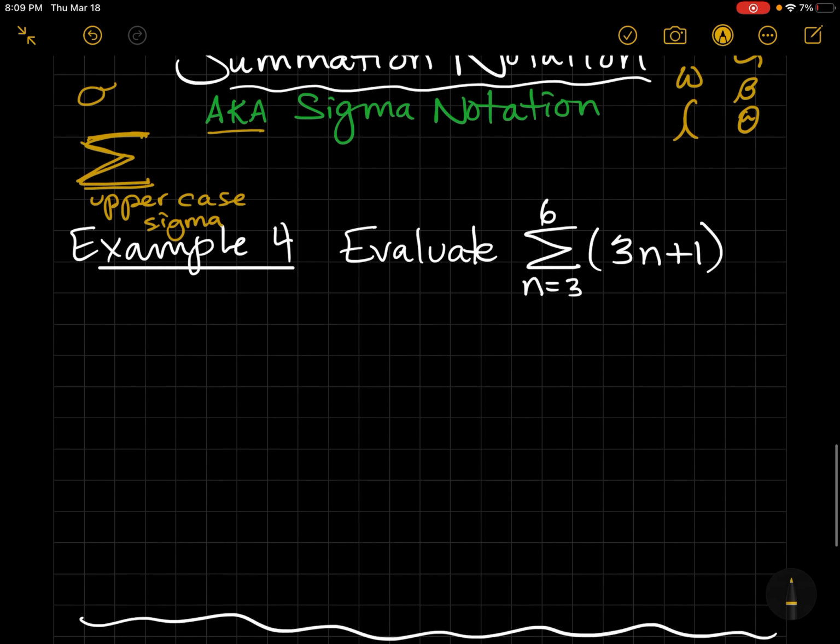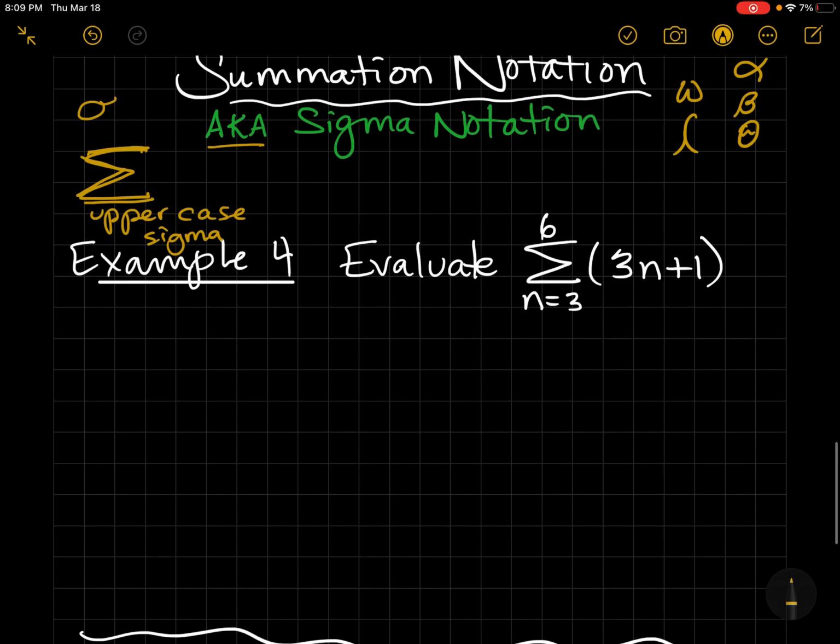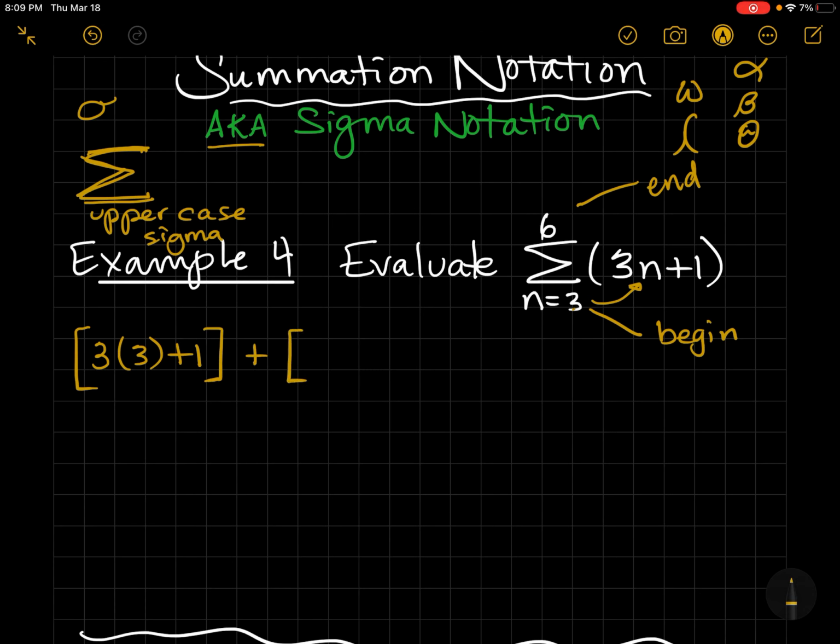Alrighty, let's look at example 4. The number on the bottom tells you where to begin, and the number on the top tells you where to end. And I'll show you what I mean. I'm going to start by plugging 3 in for n. So that'll be 3 times 3 plus 1. Then I'm going to plug in a 4. So I'm going to start with 3. Then I'm going to count by ones until I reach the number on the top.